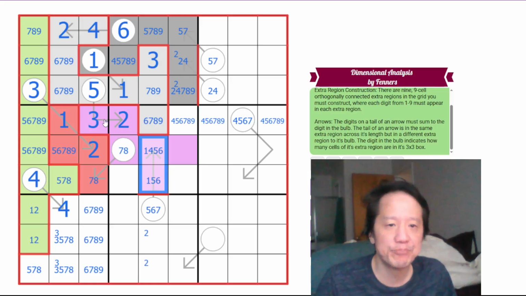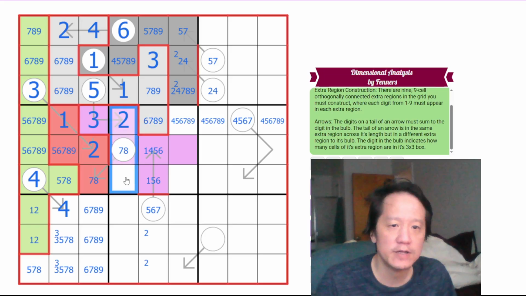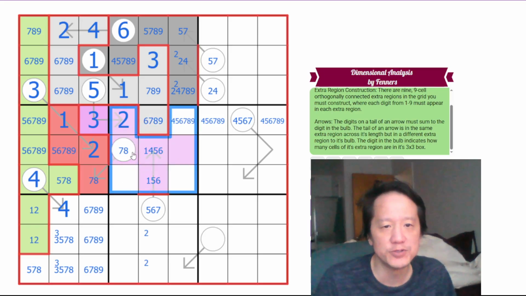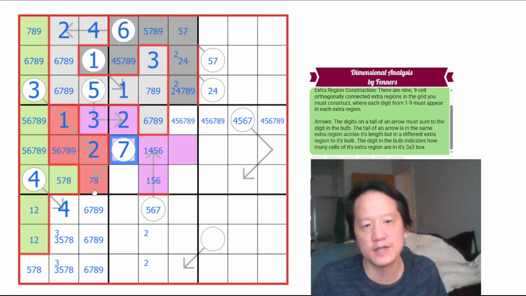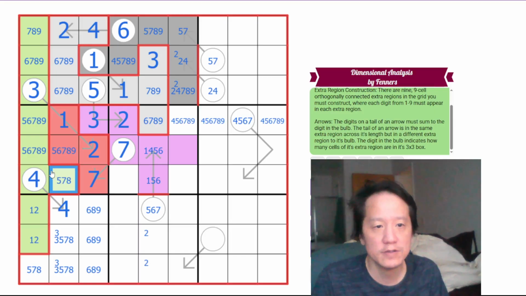Interesting. This pink region cannot contain another 3. And if it were to have 8, this can't be 3. Therefore, there would be another 3 in this pink region. So this can't be 8. This has to be 7, which makes this 7. This can't be 7. So none of these could be 7 either because of the 7 in the box. This 6, 8, 9 triplet eliminates 6, 8, 9 in the rest of that box.